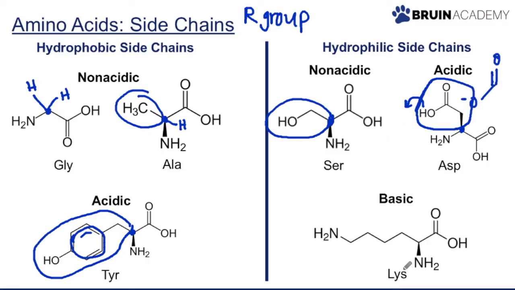Here we have lysine, which is considered a hydrophilic basic side chain. So here we have the alpha carbon, here is the side chain, and this is actually considered basic because this NH2 here can be protonated. If you remember, bases are proton acceptors, so it can actually form something like this, and that is part of the reason why it's considered a basic side chain.